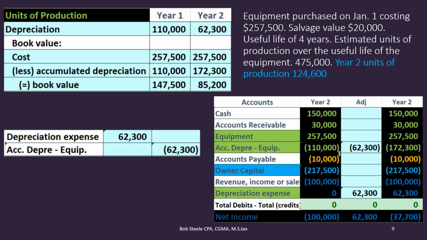What happens to accumulated depreciation? It goes up from 110 up in the credit direction. Same thing makes it go up. A credit and a credit makes the credit go up in the credit direction to 172.3. The book value then is the cost, 257.5 debit, less the 172.3 credit, giving us the book value of 85.2, which we see in the table.